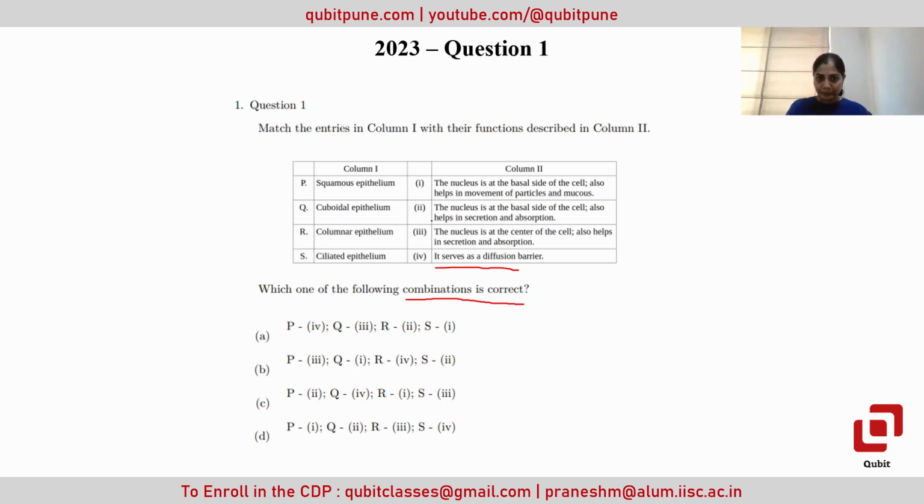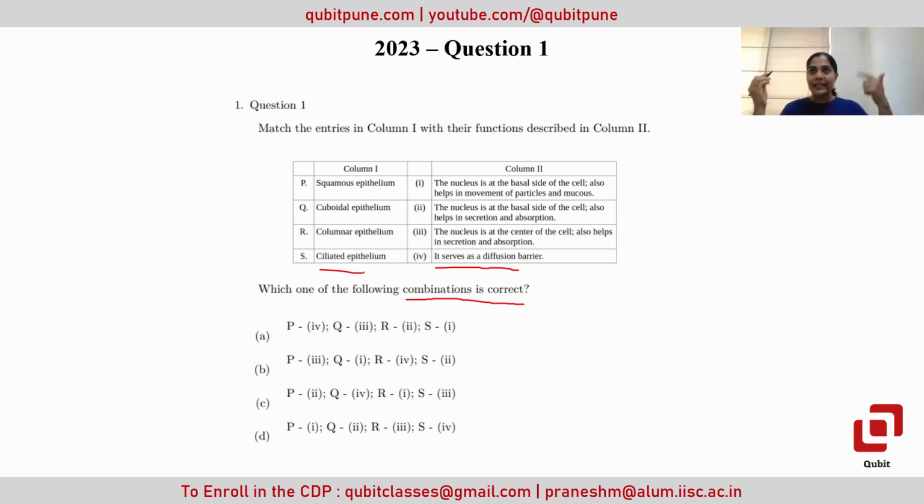So squamous epithelial tissue serves as a diffusion barrier for different organs and different body parts. Cuboidal epithelial cells have their nucleus at the center of the cells and also help for secretion and absorption. Columnar epithelial cells have their nucleus at the basal part of the cell and are also responsible for secretion and absorption. And ciliated epithelial cells have the nucleus at the basal side and also help in the movement of particles.